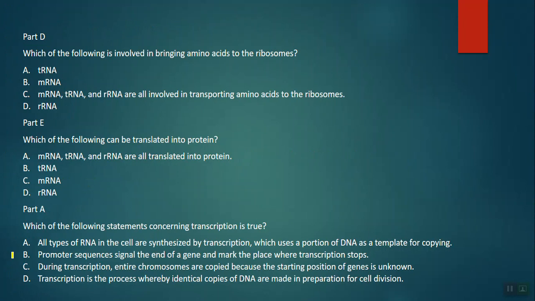Part D. Which of the following is involved in bringing amino acids to the ribosome? So you remember from the animation that you had your messenger RNA strand and your ribosomal RNA kind of held the whole complex together, but it was the transfer RNA, the tRNA, that transferred at one end the anticodon, and then at the other end it had the corresponding amino acid that would correspond to the codon on the messenger RNA. I'm going to repeat that again because that is super important.